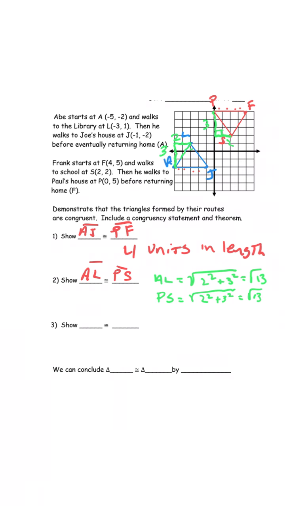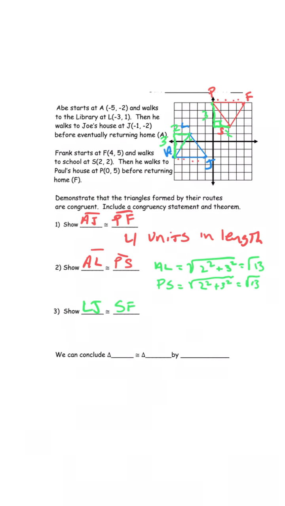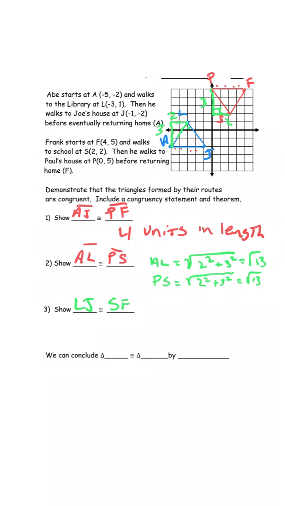The last one I have to do is LJ. So LJ is congruent to SF. Okay? And then I just have to do the same thing. Again, I'm going to draw a right triangle. So it's 2 by 3. And by now you should be able to see this pattern. So LJ is equal to the square root of 2 squared plus 3 squared, which is equal to the square root of 13.